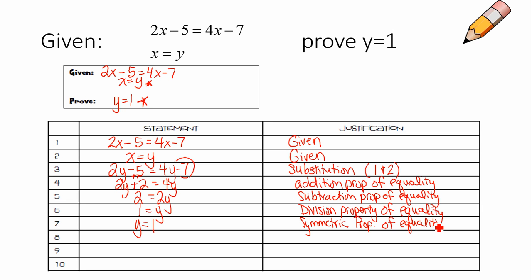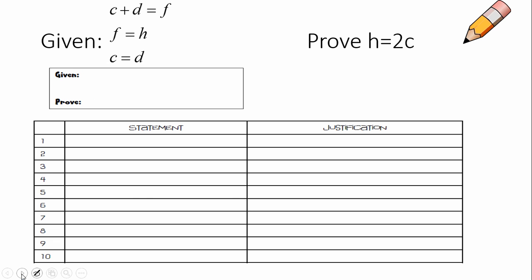Nice. Okay, so we've written our proof here. We've finished up. We got to that end goal of what we were trying to prove. So now let's do one more that has a few more pieces of given information in it.